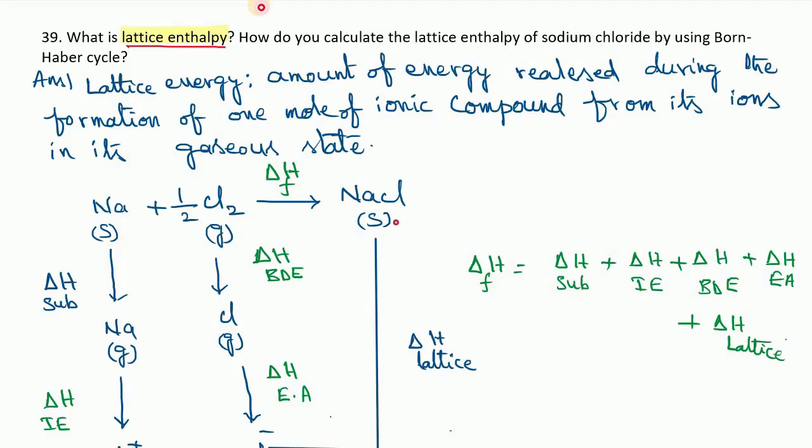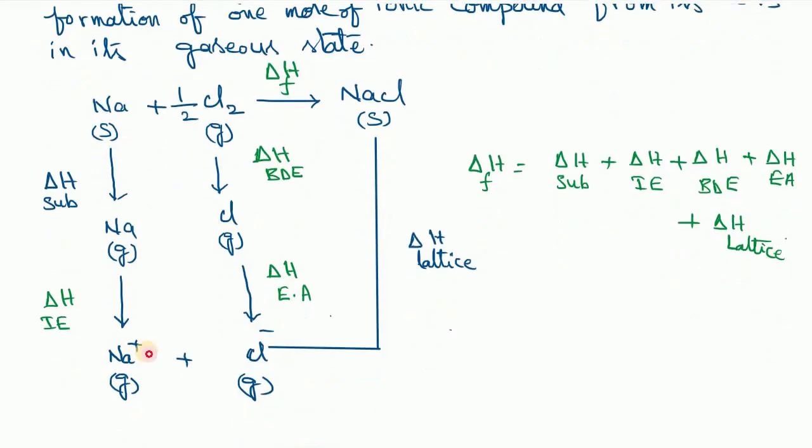We are getting sodium chloride in solid state. Then this sodium is going to convert into sodium gaseous state. That is called sublimation. And this sodium gas is converted to sodium ion. This is called ionization energy.